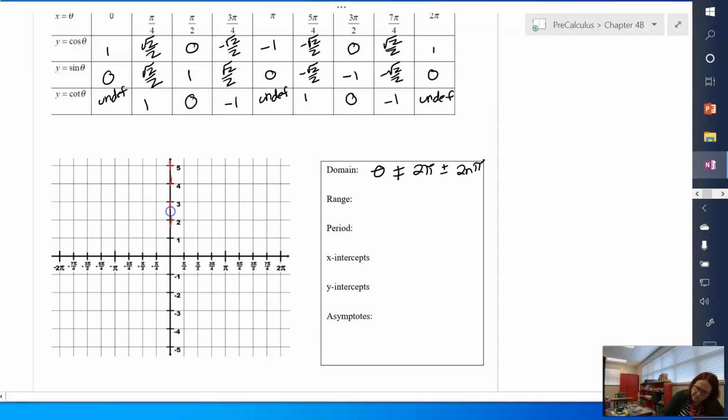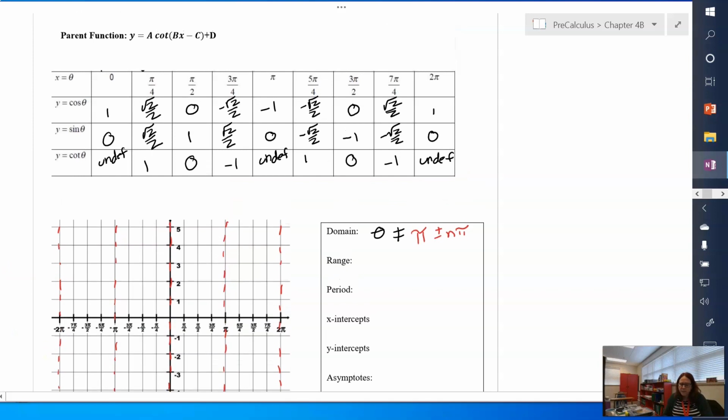So right here on the axis at 0, again at pi, again at 2 pi. So let me correct this. I said 2 pi plus 2n pi. This is going to be at pi plus or minus n times pi. And then here at negative pi, and then here at negative 2 pi. Okay. Now let's plot our points.